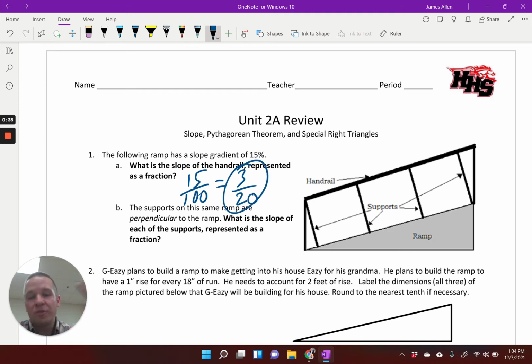The next part is the supports, which are perpendicular to the ramp. What's the slope of that, represented as a fraction? Well, flip it and change the sign, so it becomes 20 over 3. But since the initial one was positive, this becomes negative. I'm done. Problem number 1, out the door.